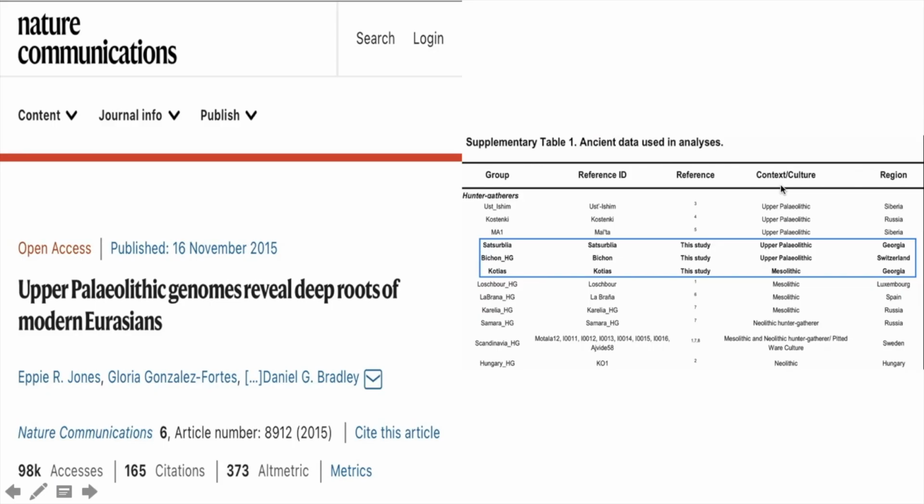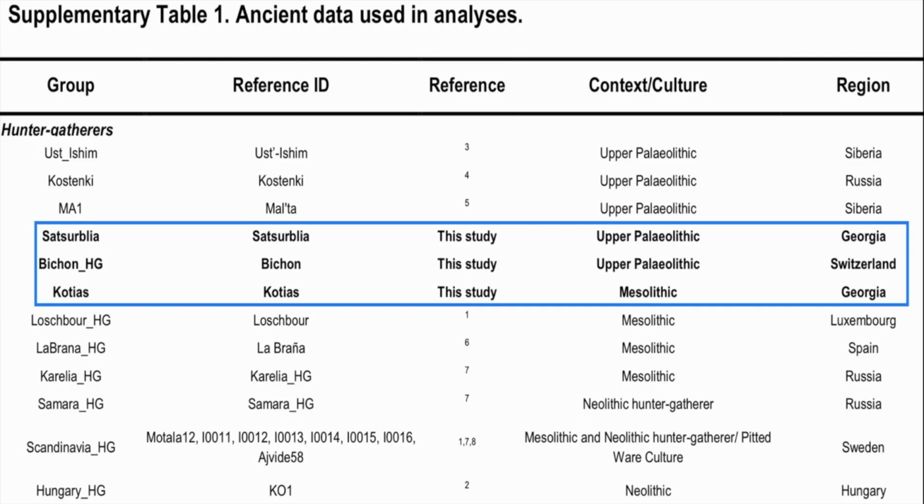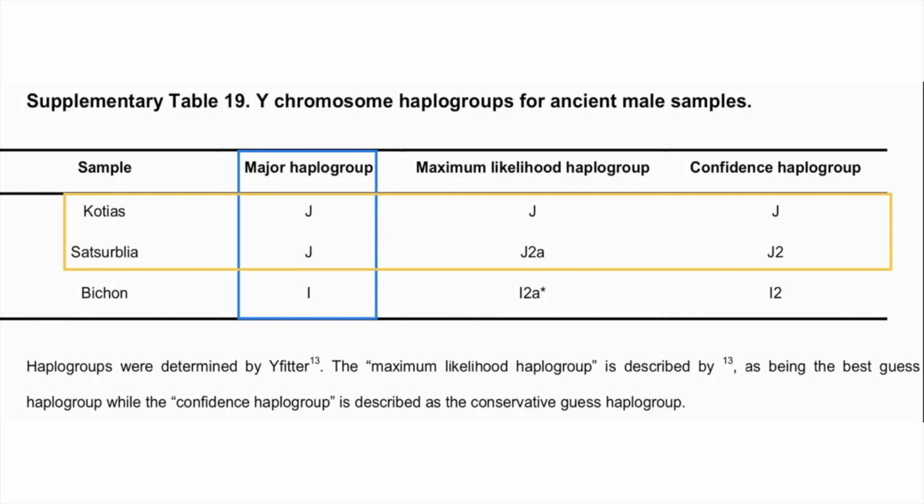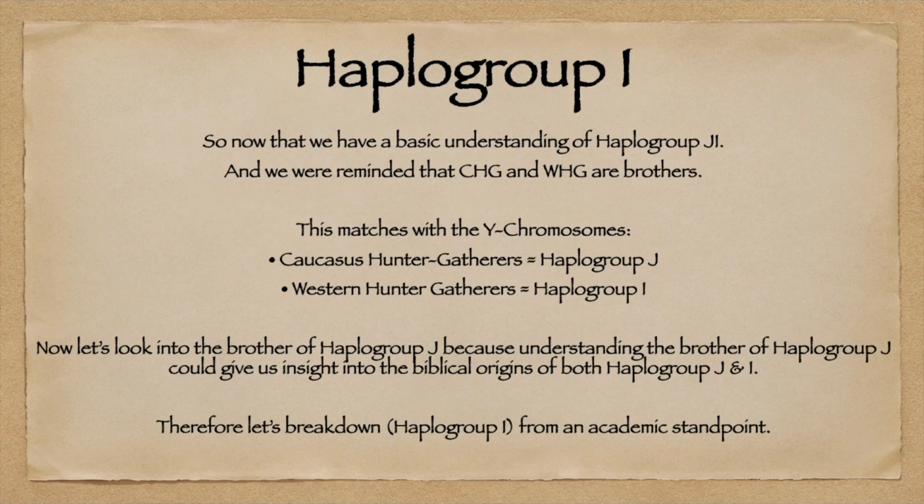And this is a supplementary chart showing you the samples. The one we found was in Switzerland, the Bichon, which was haplogroup I, as well as the other two, found all the way back in the Upper Paleolithic. And again, here's just the samples, just showing you from the supplementary table, haplogroup I, and then the two J samples.